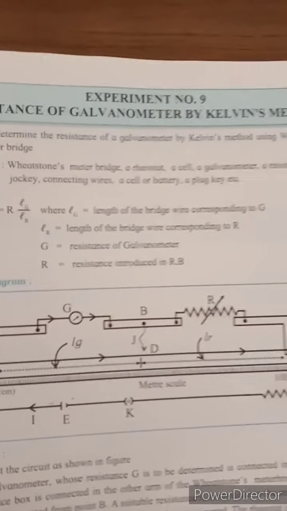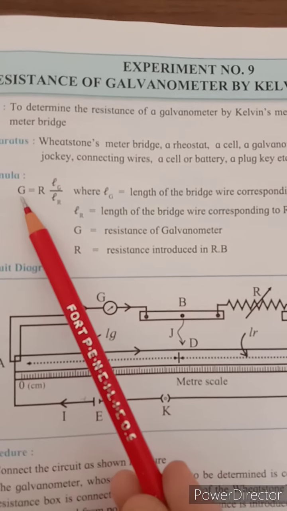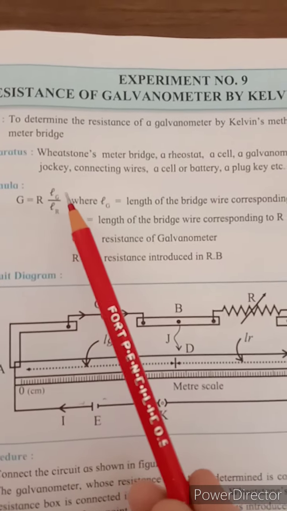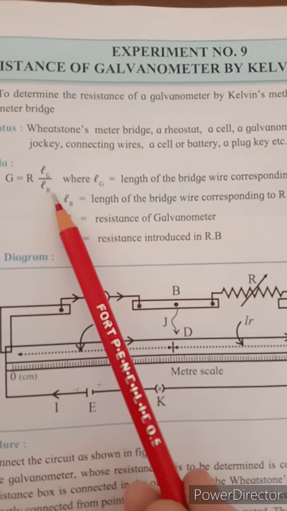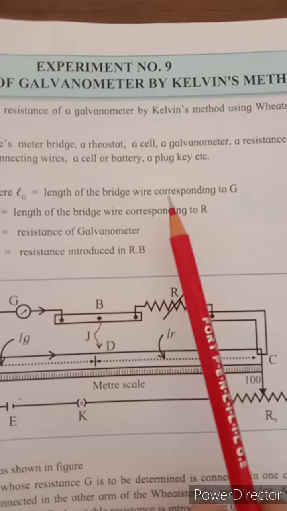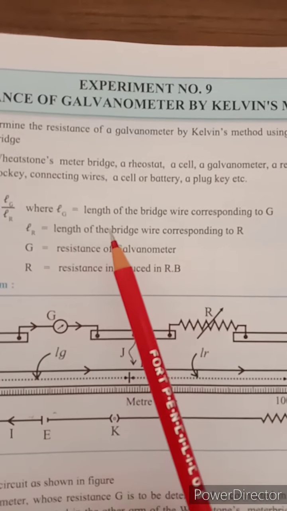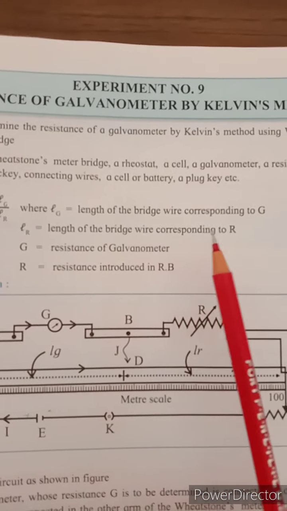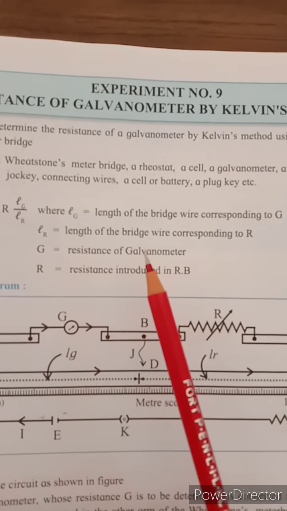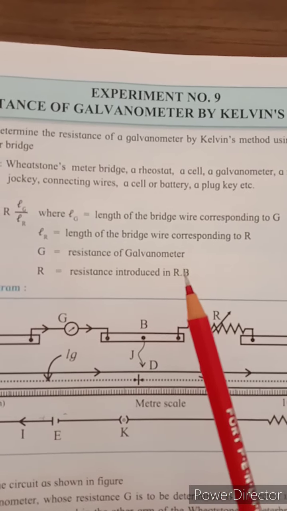This is the formula to calculate the resistance of the galvanometer. G is equal to R into Lg upon Lr, where Lg is the length of the meter bridge wire corresponding to G, Lr is the length of the meter bridge wire corresponding to R, capital G is the resistance of the galvanometer, and R is the resistance introduced in a resistance box.